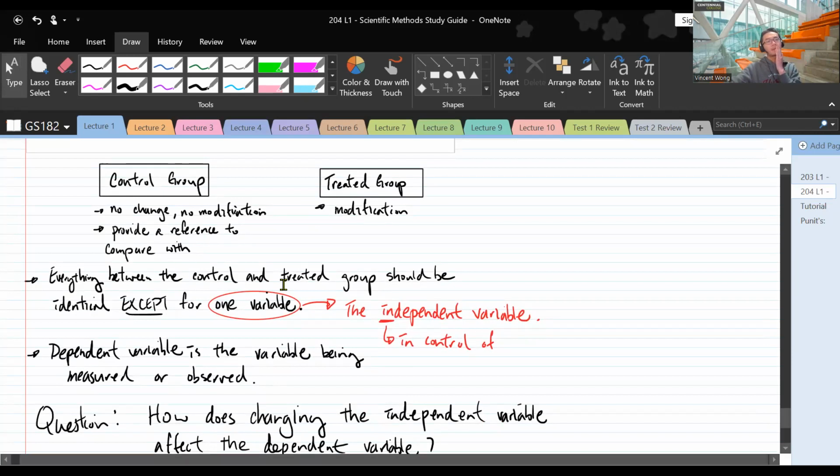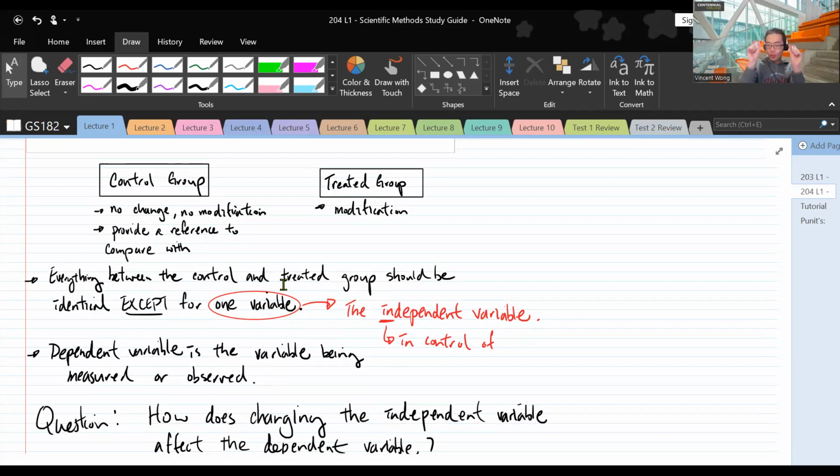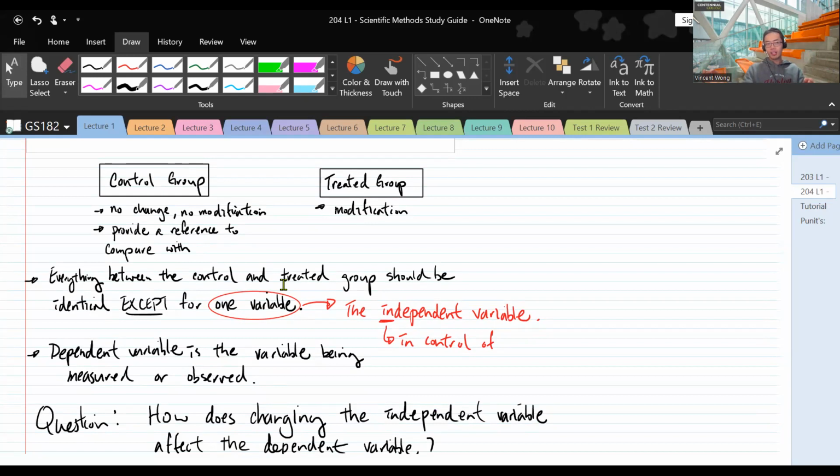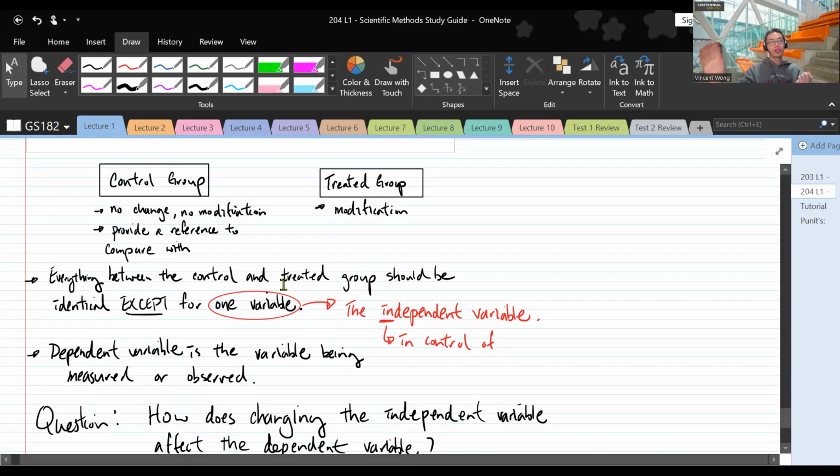Yeah, no problem. So while we're waiting, the purpose, and you should all write this down. I'm going to ask you later: what is the purpose of standardizing variables? The purpose of standardizing variables between the groups is so that when we do see a difference in the dependent variable, in this case the height of the plant, we can be certain that it was caused by the change in the independent variable and nothing else.